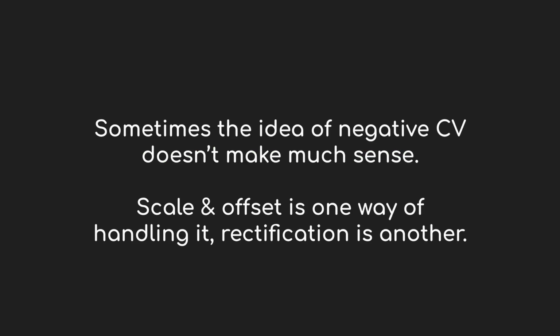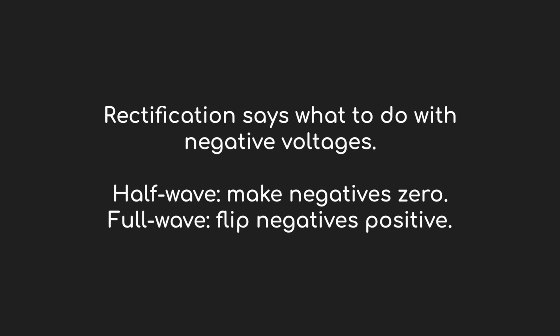So one last topic, voltage rectification. We saw earlier how we can use scale and offset to make a bipolar signal and shift it up to make it positive. This is another way of doing that. Voltage rectification basically just says how it's going to handle negative voltages. It comes in two flavors, half wave and full wave.